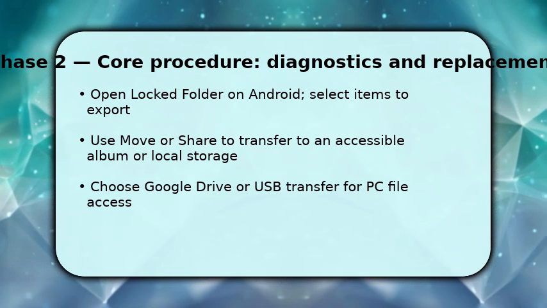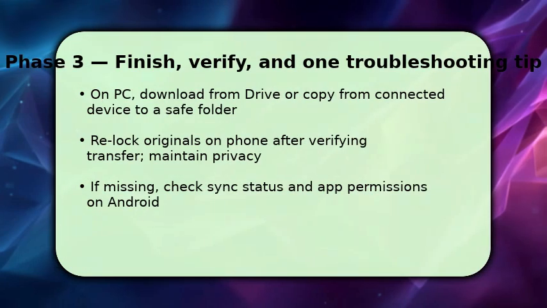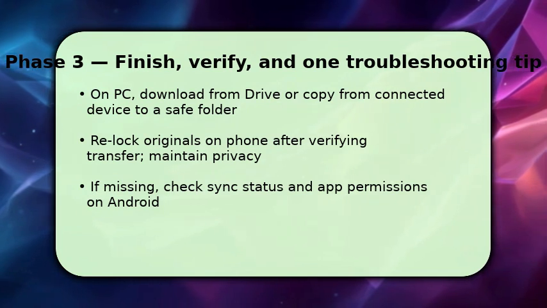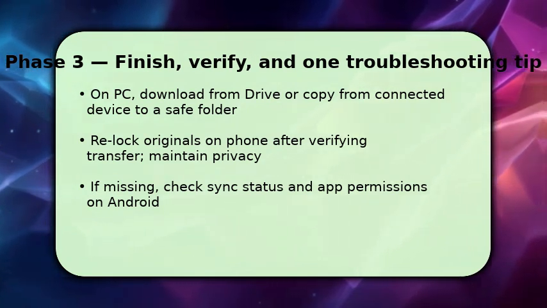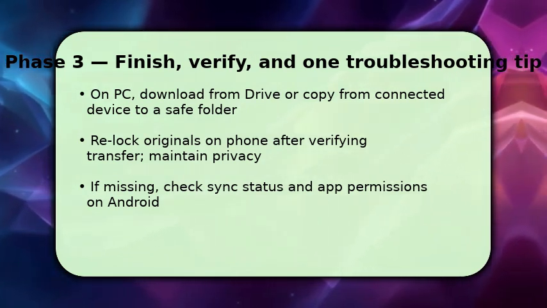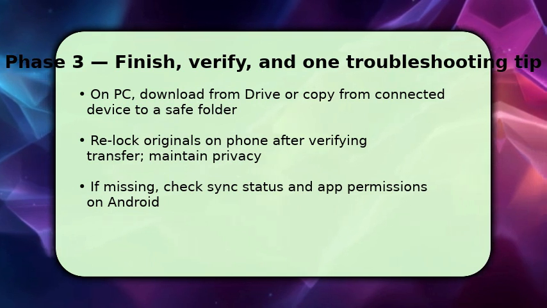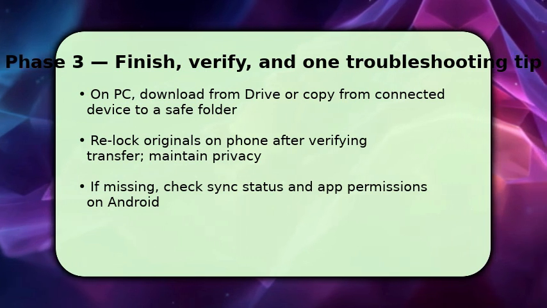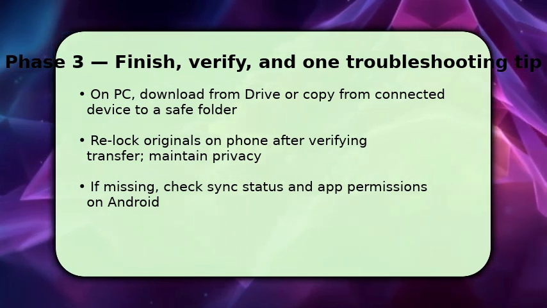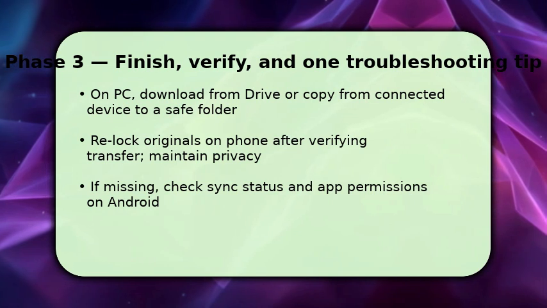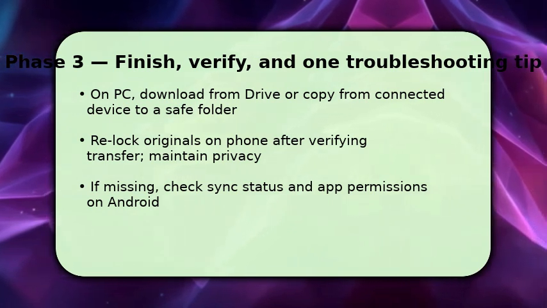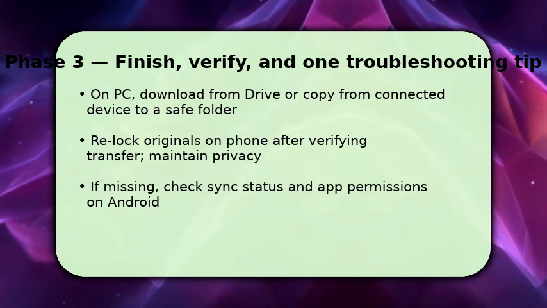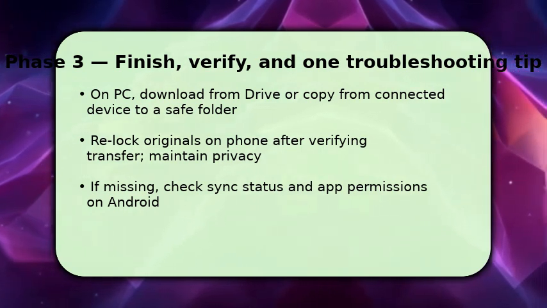Finally, you complete the process by getting files onto your PC and securing them. On your computer, download the exported images from Google Drive or copy them from the phone storage into a safe folder. Once verified, return to your phone and relock any originals you wanted private. This keeps your privacy intact. If files don't appear, check sync status, confirm Google Photos storage permissions, and restart the app. Permission or upload delays are the common causes and usually resolve quickly.